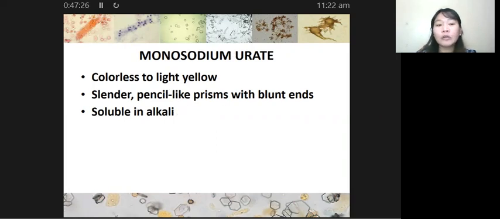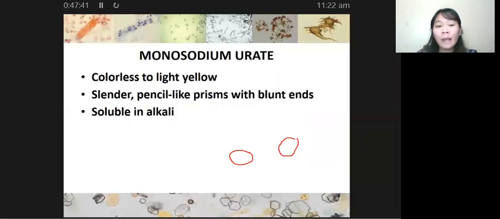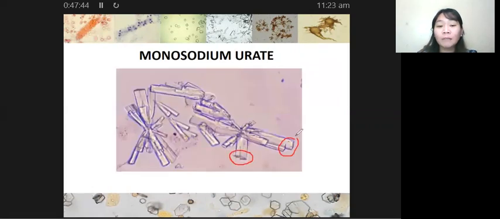Okay, so under the microscope, ayan, pencil-like appearance under the microscope pero hindi patusok yung kanyang dulo. Kaya ang description dito ay blunt ends. Di ba? So kung babalikan natin yung description, slender, pencil-like prisms with blunt ends kasi hindi nga siya patusok. Okay, so this is your monosodium urate. All right? So remember, it is a crystal that is not common in urine.